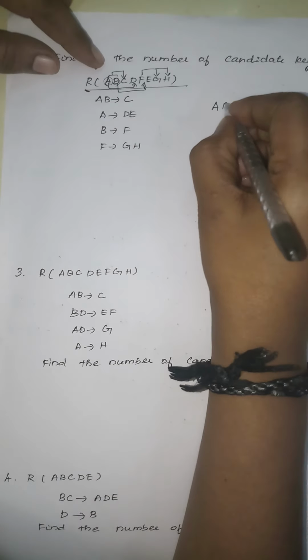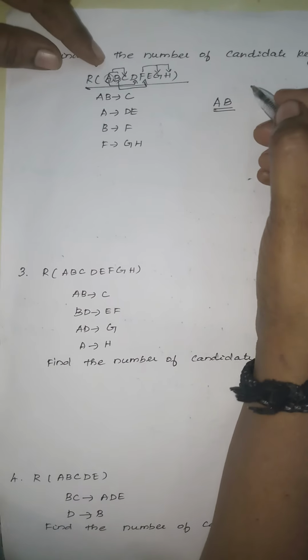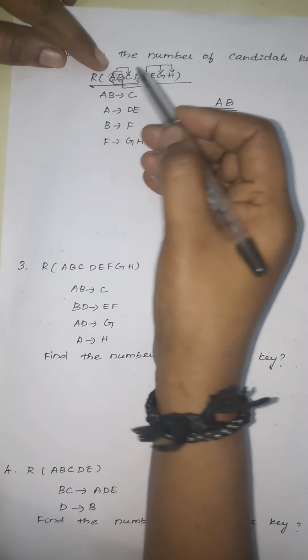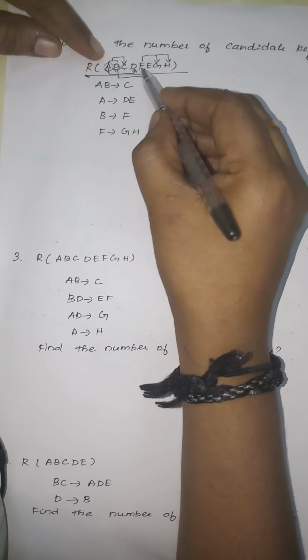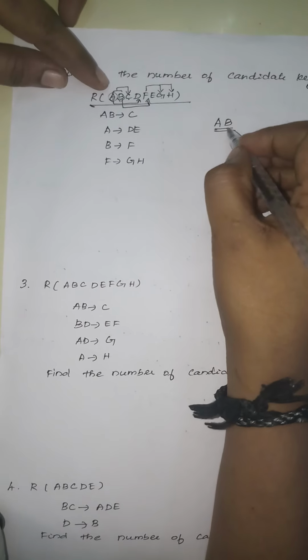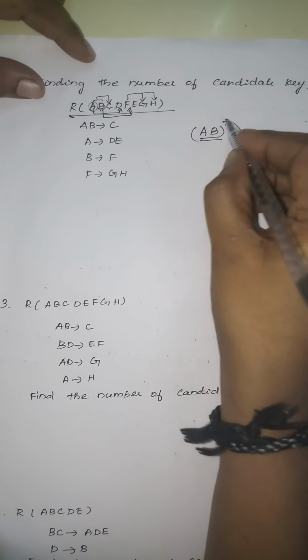So we are taking the two attributes in the relation, AB. Why am I taking AB? Because A and B have no input value, while C has an input value, D also has, G also has, and H also has. So I am taking the two attributes, which may be a candidate key. So I am applying the closure property.